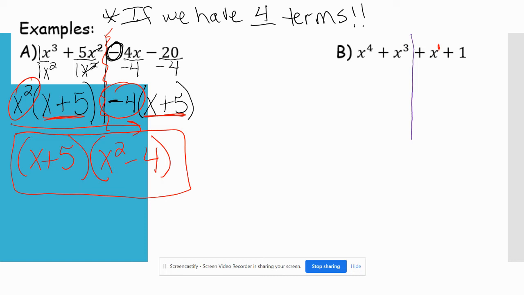And right now, focusing on this left side, x to the fourth and x to the third. We don't have any numbers there for greatest common factor, but we know we can always pull out 1. For our variables, our smaller exponent is x to the third. So we're going to divide both of these by x to the third as our common factor. 4 minus 3 is x to the first.